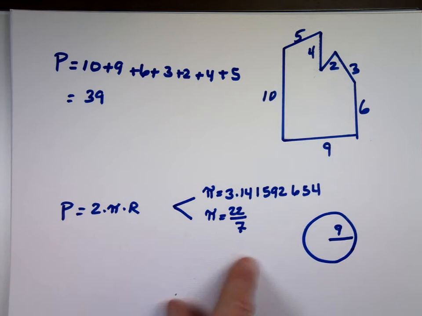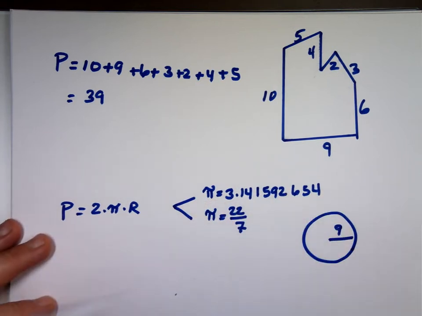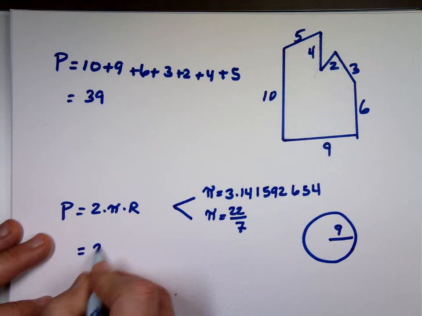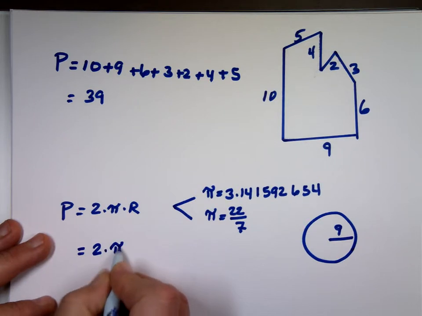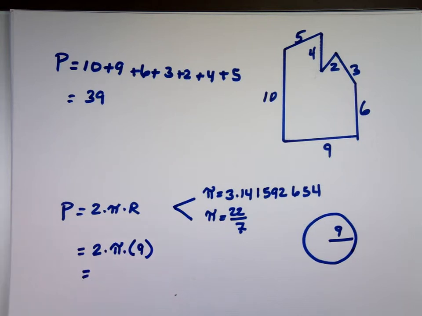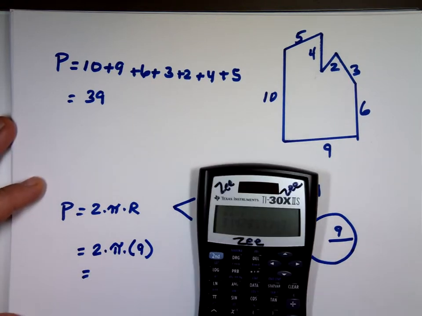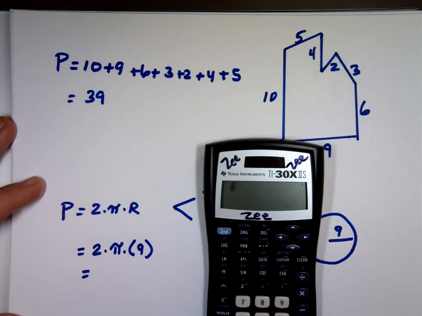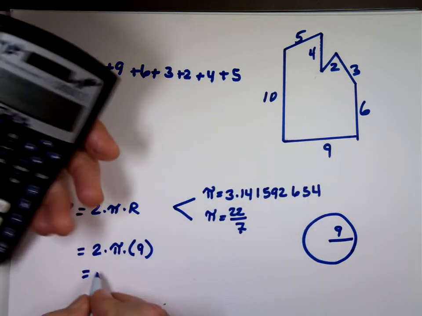So if they don't tell me what to use, I'll just use the pi key on my calculator. And I go 2 times, and I'll hit the pi key, and what's r equal to? 9. So let me go to my calculator. Here we go. If you don't have one, use 3.14. 2 times pi times 9. 2 times pi times 9. Hit equal. And it says what? 56.55 if I use 2 digits.